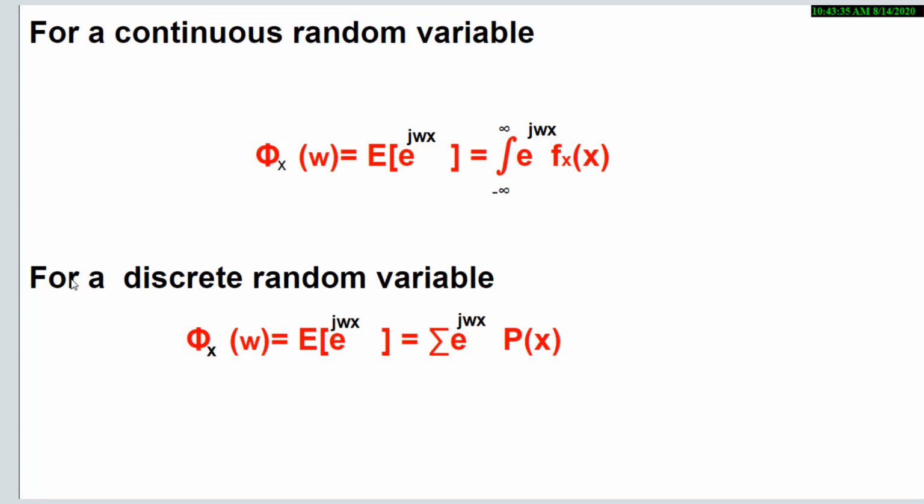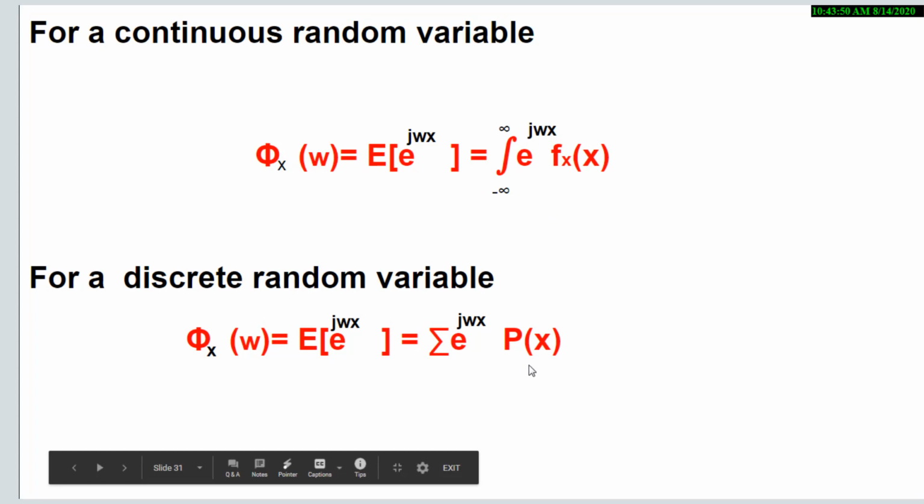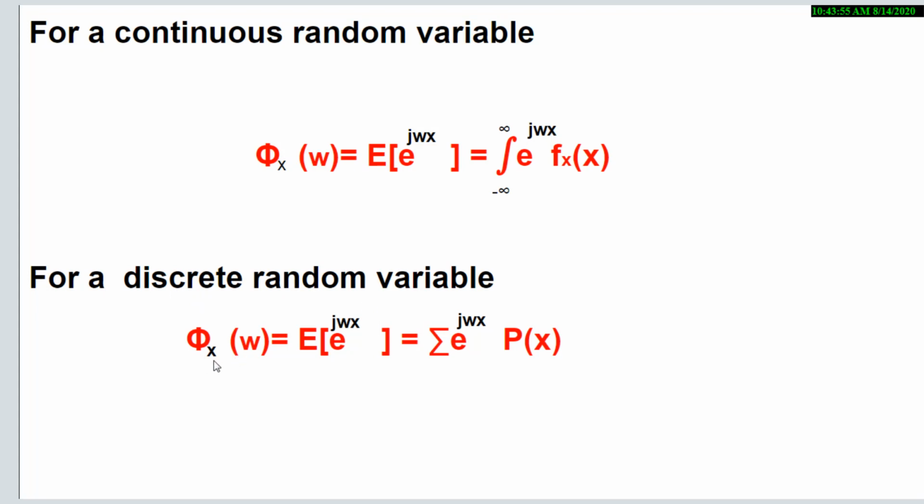Okay. Now similarly for the case of discrete random variable, from continuous to discrete, the change that takes place is that over here we have integration, but over here we have summation. Here we have probability density function, over here we have probability distribution function. So for the discrete random variable, phi_X(omega) is equal to expected value of e^(j omega X) is equal to summation e^(j omega x) p(x). So this is the characteristics function for both continuous as well as discrete.